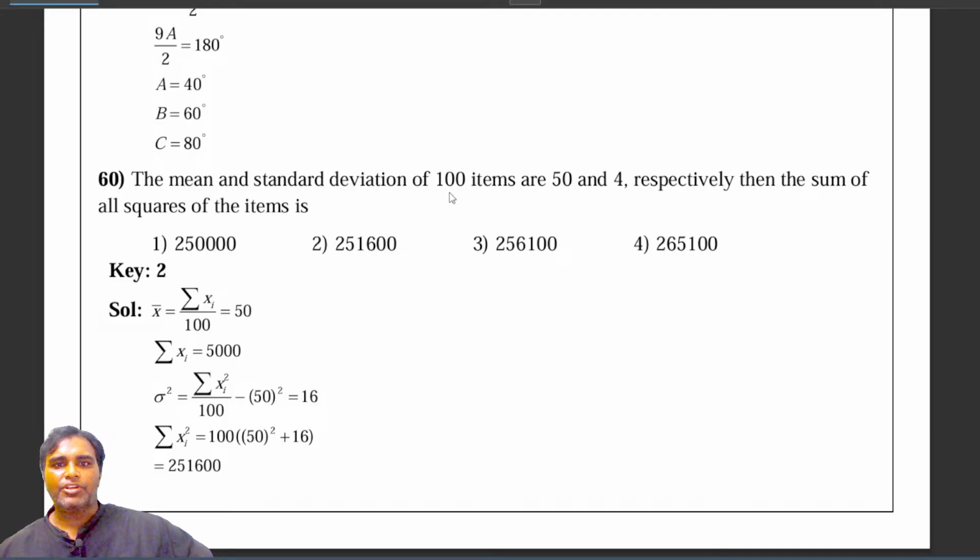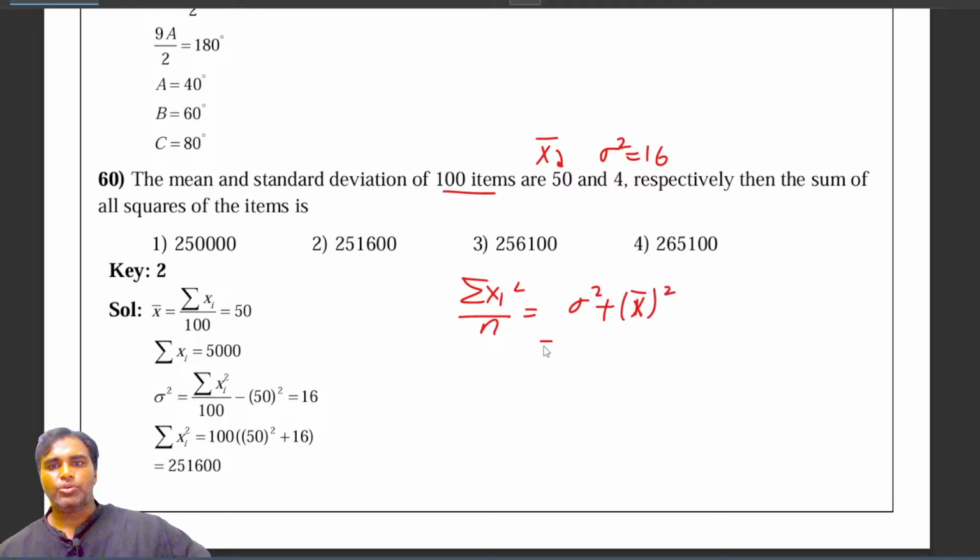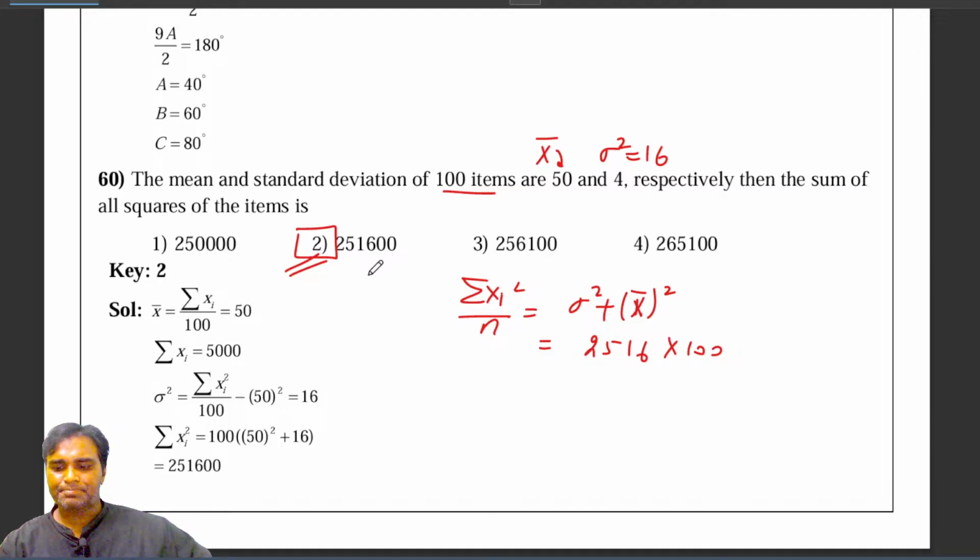Now the last one. Mean and standard deviation of 100 items are how much? Mean is given as 50 and standard deviation is given, so variance is 16. Sum of all squares. So we know that sigma xi square by n is sigma square plus mean square. If we do this, 16 plus 2500, so 2516 into 100 items. So this is option 2. Not a very big calculation. So option 2 is there. Clear?